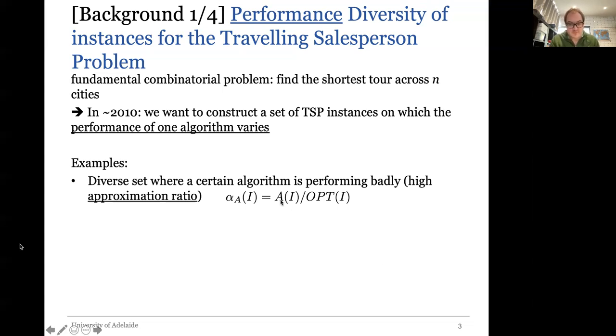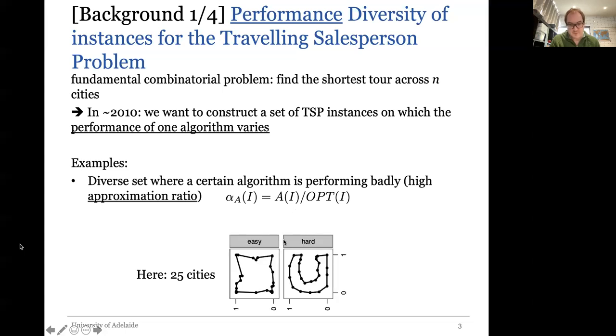We take the performance of a particular algorithm on an instance I and divide it by the performance of an optimal solver that is run on the instance I as well. Back then for TSP, we used, for example, Concorde as our reference. This resulted, for various solvers, for example 2-opt in this case, in easy and hard instances that we as humans could easily differentiate. We could make out some structures here.